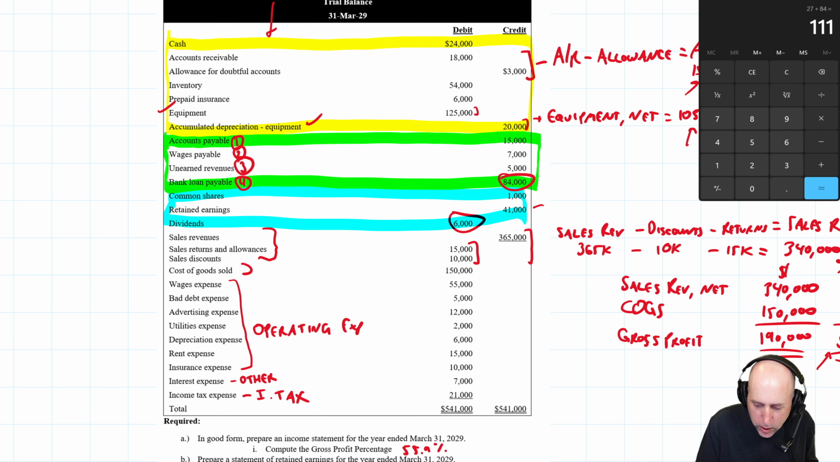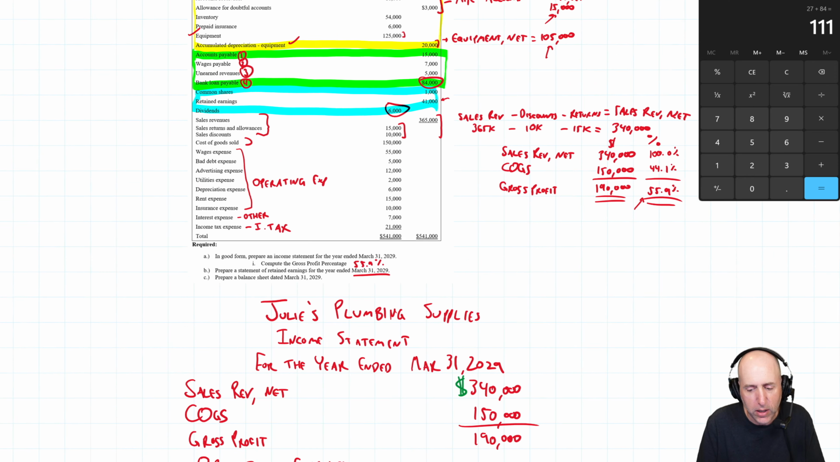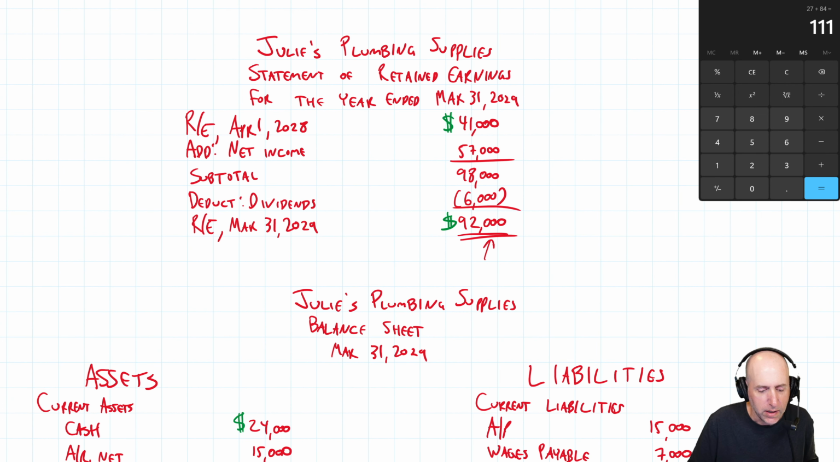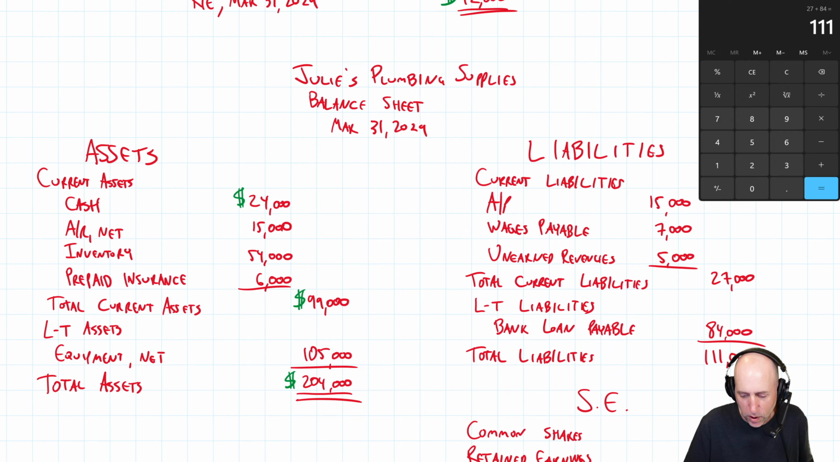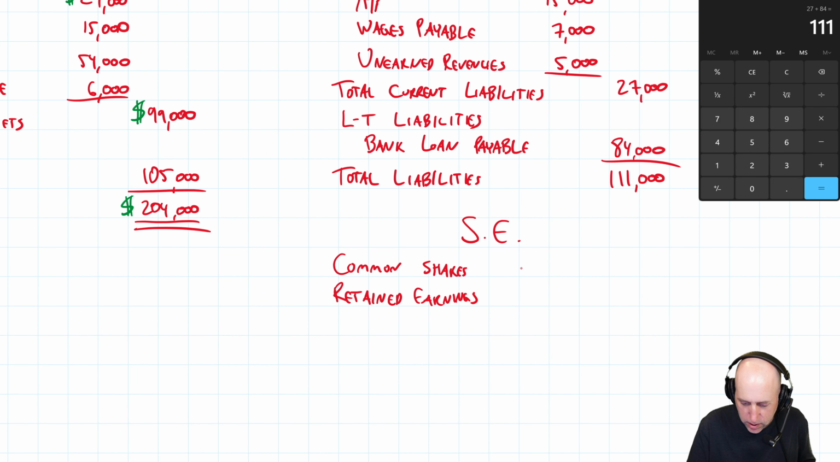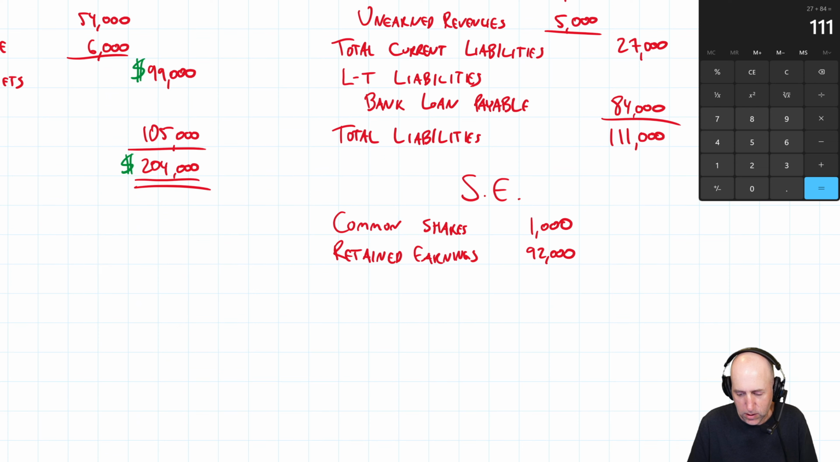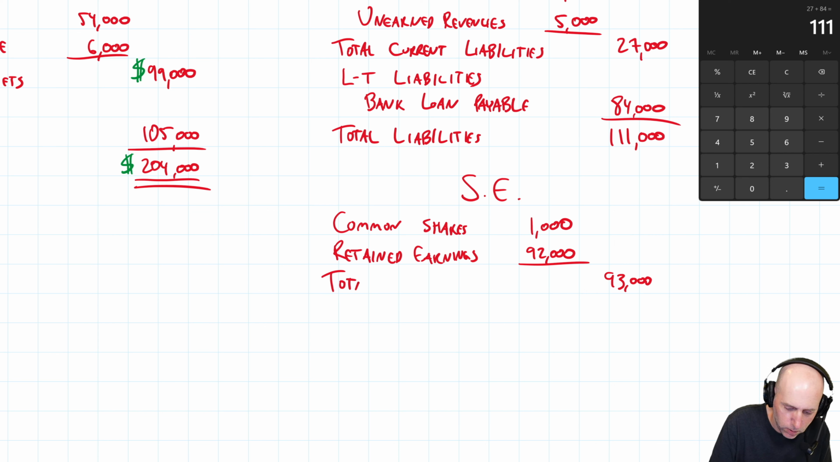Now, I see there's 41 under retained earnings, but we know that's the beginning of year retained earnings. Our retained earnings is 92. So $1,000 of common shares, $92,000 of retained earnings coming from our statement of retained earnings. 1 plus 92 is 93,000. That is my total shareholders' equity.